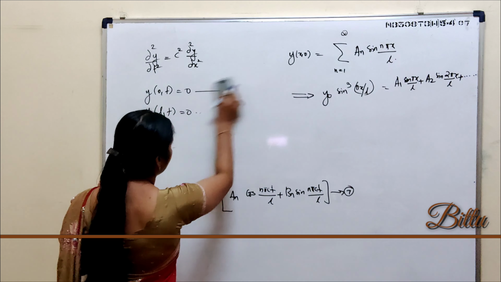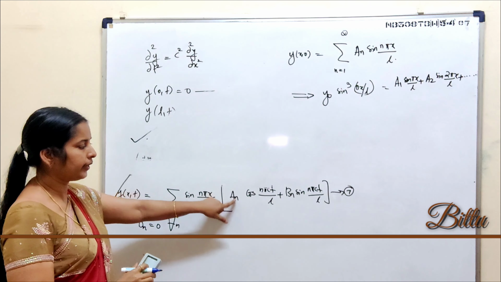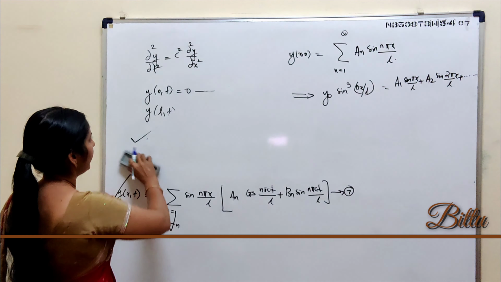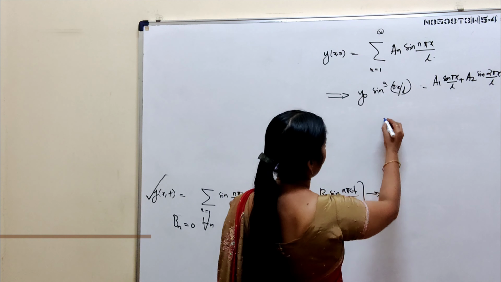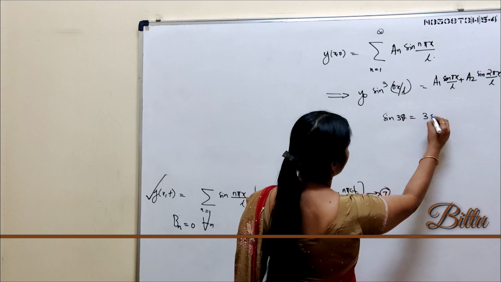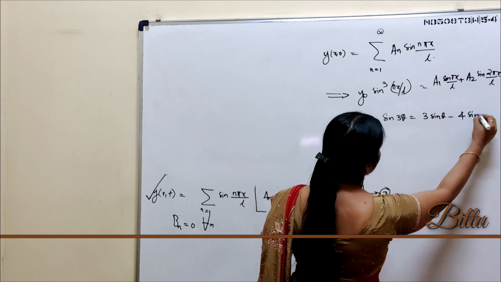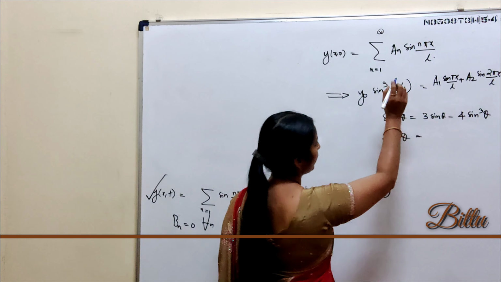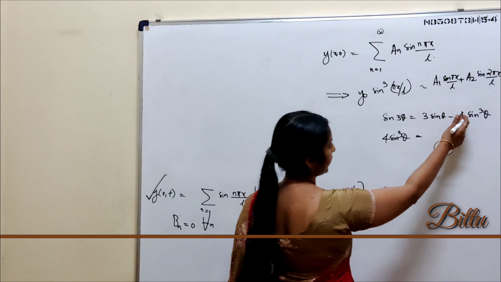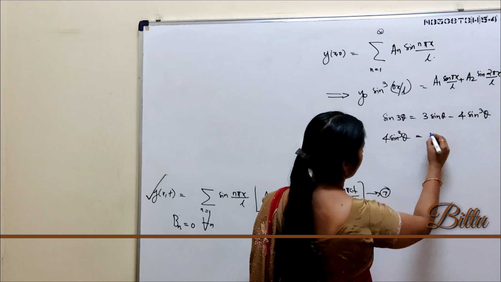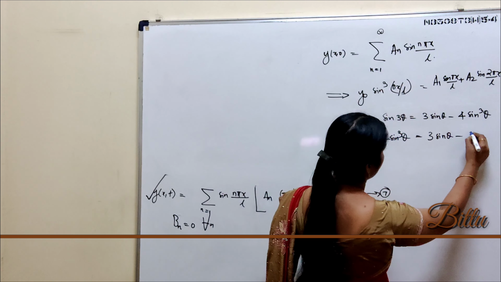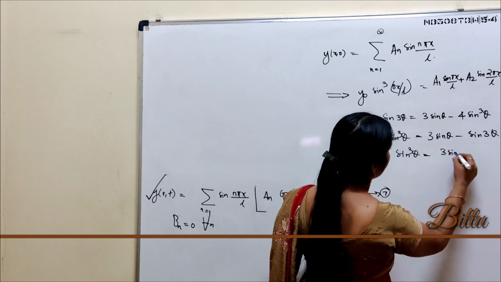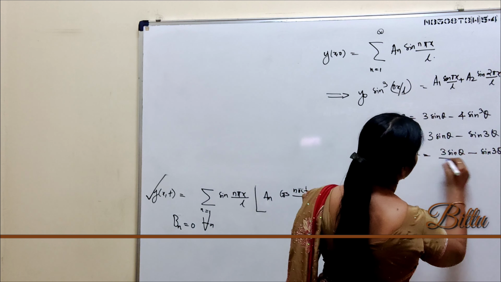Next we have to find an, that is for n equal to 1, 2, 3, 4, etc. Our aim is to find a1, a2, a3, a4, etc. We have sin 3 theta is 3 sin theta minus 4 sin cube theta. So you take 4 sin cube theta to the left side and sin 3 theta to the right side. So sin cube theta is 3 sin theta minus sin 3 theta by 4.